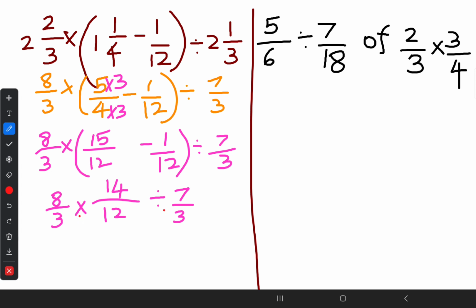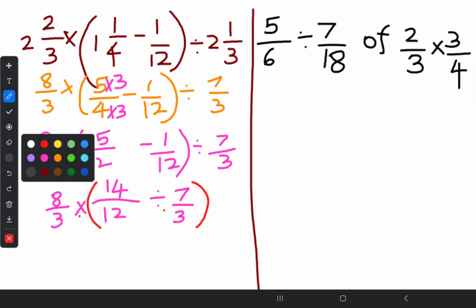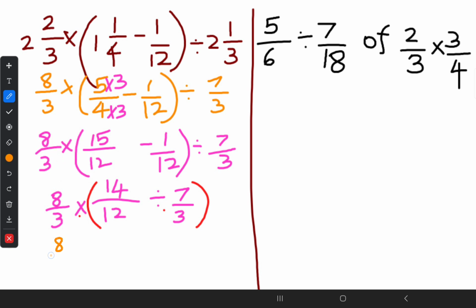Okay, 7 over 3. After this there are two operations furthermore, multiplication and division. According to BODMAS order, BOD, division. So that means we have to do this one first. So I indicated by using a bracket. Continue our work over here. So in here, after this, the thing we have to do, 8 over 3 remains same and the division will become a multiplication. Okay, so 14 upon 12, that should be multiplied with 3 over 7.